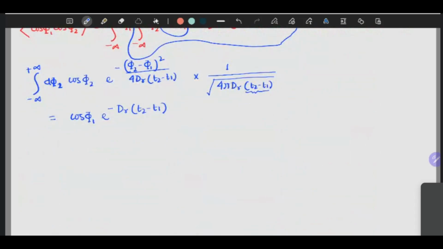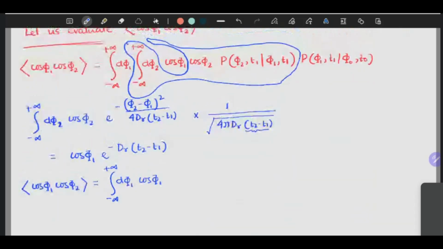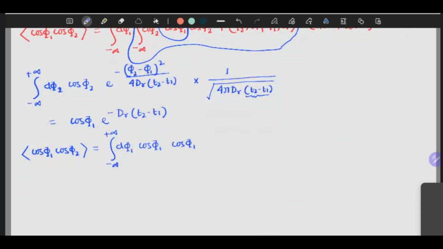Okay, now put this value back into this. Then this becomes cos φ1 cos φ2, which becomes the integral from minus infinity to plus infinity dφ1 cos φ1, and from this marked part becomes cos φ1 e to the power minus Dr(t2 minus t1), times e to the power minus (φ1 minus φ naught) whole square divided by 4Dr t1, into 1 by root 4πDr t1.